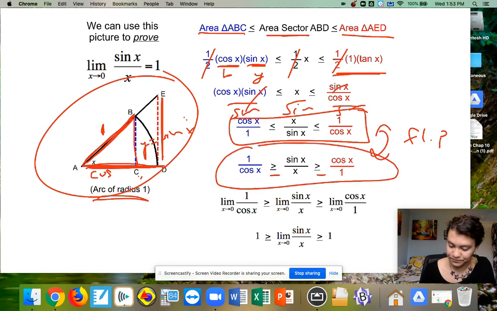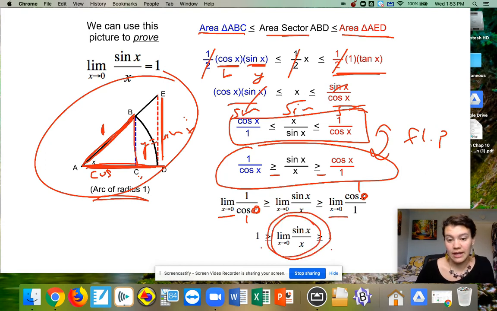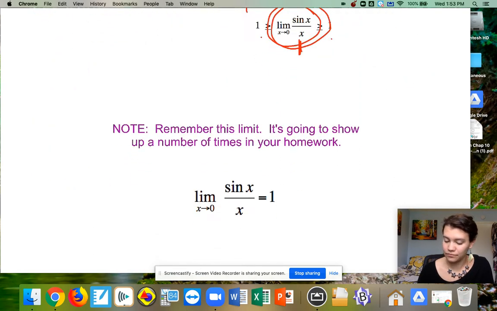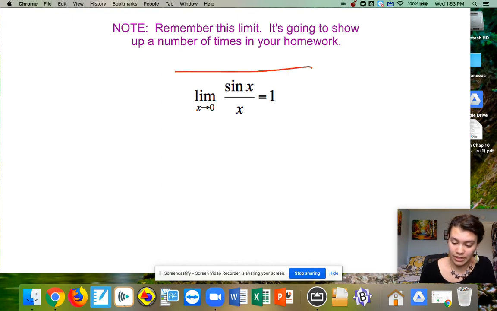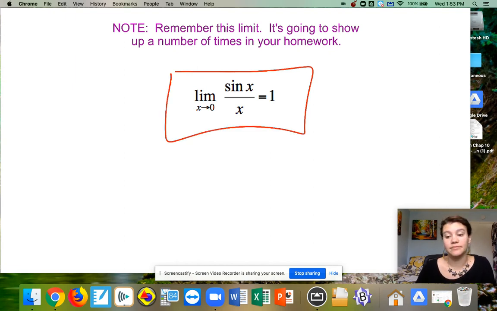Now if you take the limit of everything, limit of 1 over cosine, plug in 0 right there, you get 1. Plug in 0 right here, you get 1. So we get 1 and 1 on either side, which then means that in the middle, it also has to be 1, meaning that limit has to be 1. So remember that. It's going to show up in your homework. It's going to show up on the test. You need to have this memorized: what is the limit of sine of x over x? It equals 1. Just memorize it or look it up on the test. It's up to you.